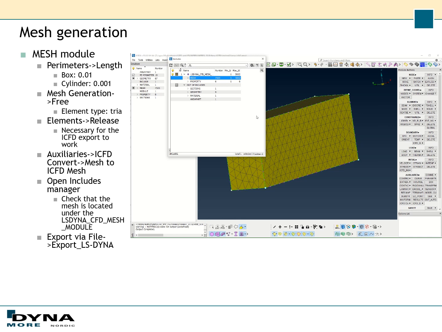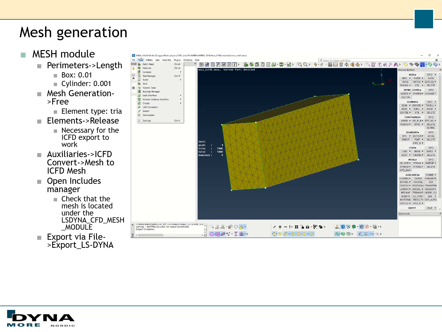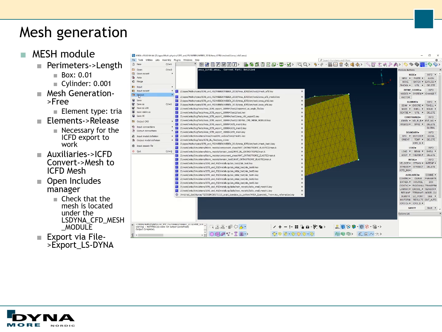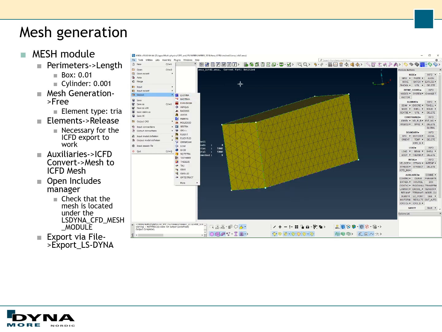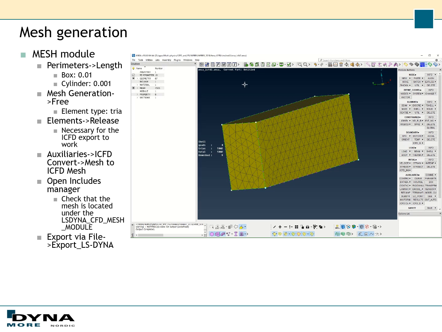And I should also mention that you should not output the mesh by right-clicking in the Includes Manager and choosing Output Single Files, because for the ICFD format there is a bug which is not yet corrected in Ansa version 19.0. So output the file through File Output and then LS-DYNA, and then it should work also for the ICFD format.